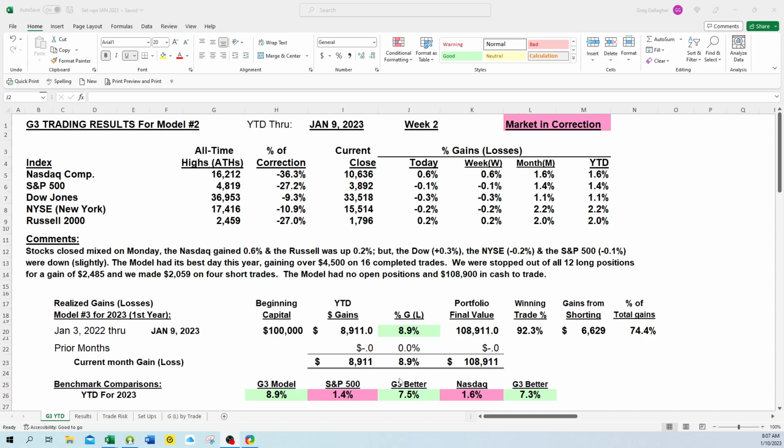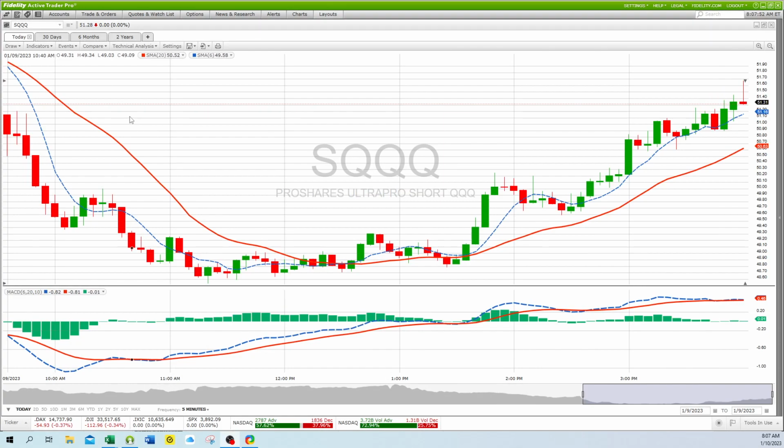And so we ended the day with $108,900 in cash to trade based on our $100,000 portfolio. So we're up 8.9% in a little over a week, or about 5 days. Not too bad. So let's take a look at one of the short trades, and go over how we short.